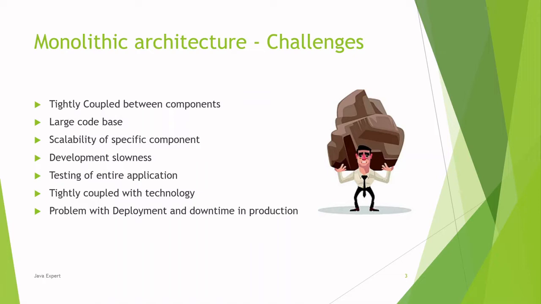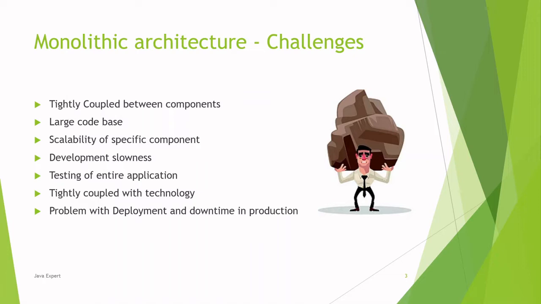So if we want to scale up one particular module, we may have an admin module, a payments module, an accounts module. We have a lot of transactions, so we want to scale up only the transaction module, which is not possible with monolithic architecture because everything is tightly coupled and packaged in a single file. Then, large code base.